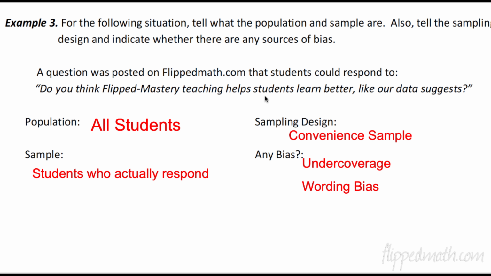And lastly, what type of bias could there be? I would argue that there's undercoverage because not all students are probably on our website and answering the question. Not all students actually answered it. So there's one type of bias, undercoverage. Another one could be wording bias because look, I ended it with like our data suggests. So we have to be right, correct? Okay, it has to be better. So there's some wording bias in this question here. And there's probably other biases as well. There are probably some right answers, but you could argue different answers could be correct as well.